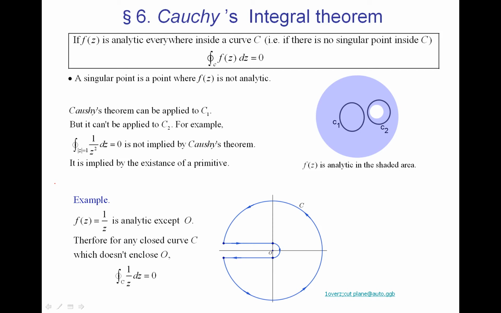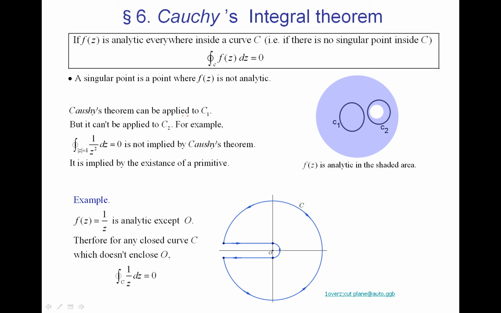Section 6, Cauchy's integral theorem. This is the most important theory of complex integral. If f(z) is analytic everywhere inside a curve C, that is, if there is no singular point inside C, integration of f(z) dz along C equals 0. A singular point is a point where f(z) is not analytic.